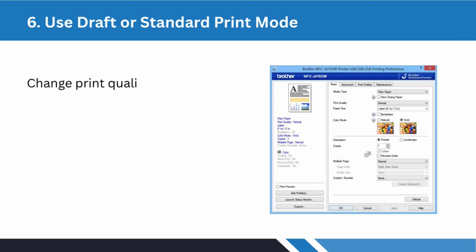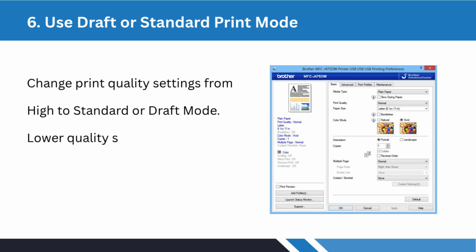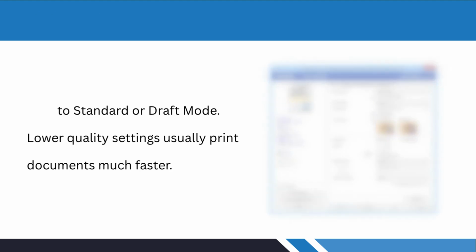6. Use draft or standard print mode. Change print quality settings from high to standard or draft mode. Lower quality settings usually print documents much faster.